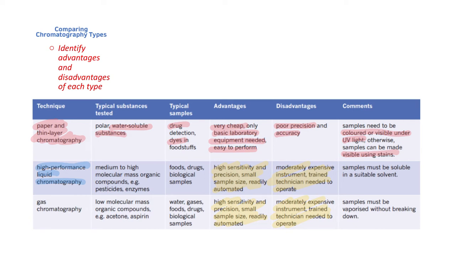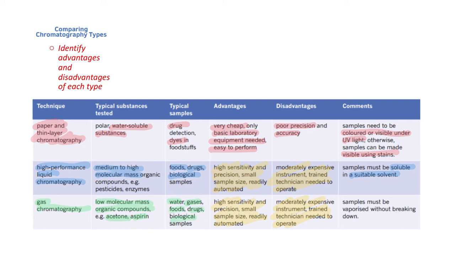But the differences between these two are, for HPLC, you need medium to high molecular mass organic compounds, so things that are kind of larger, foods, drugs, biological samples. And these substances must be soluble in a suitable solvent, so you must be able to dissolve them in some sort of liquid mobile phase. Compared to gas chromatography, now you can do low molecular mass organic compounds, which are much smaller molecules, like acetone or aspirin and things like that. So you're testing water samples, gas samples, foods, drugs, and biological samples as well.